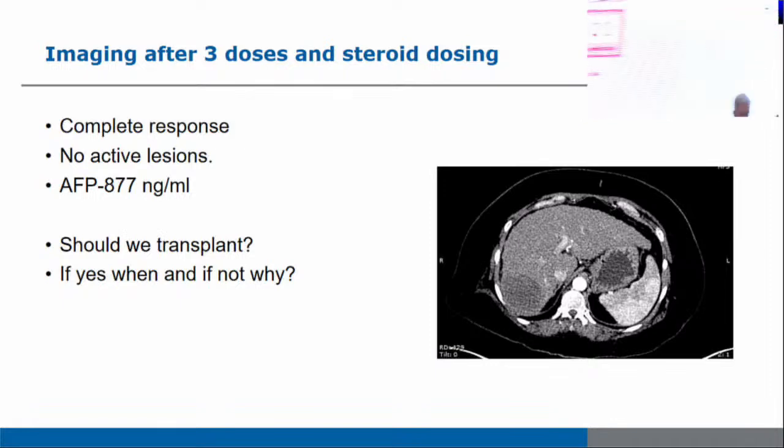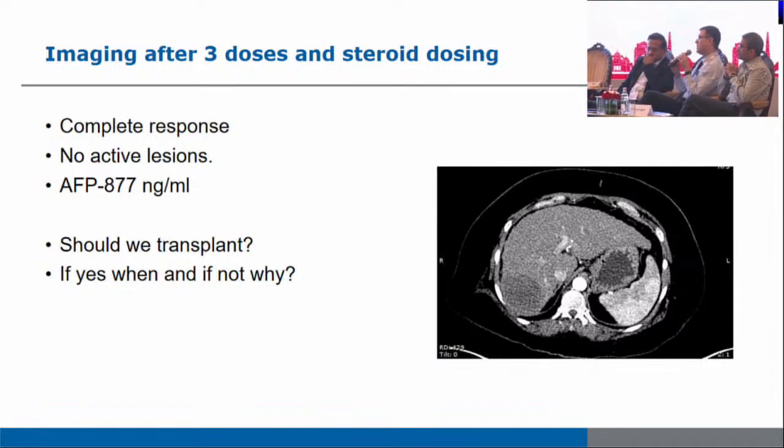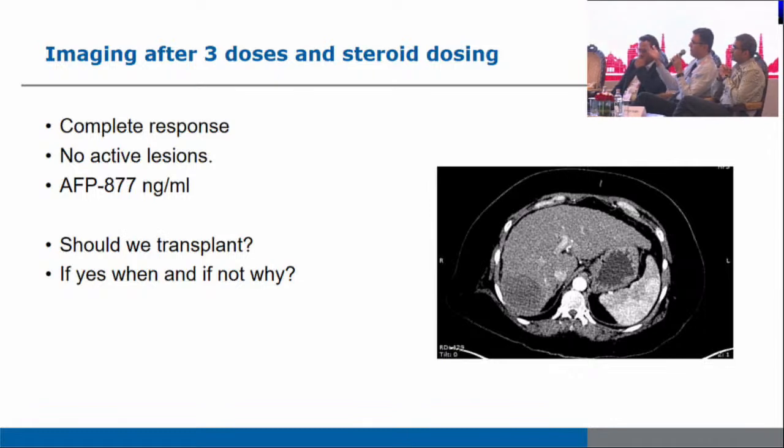I think we need to give a lag period, at least 3 months, before we take this patient up for transplant. The AFP has been downstaged just to 877. I would have wanted it to come down to less than 500 before considering transplant.